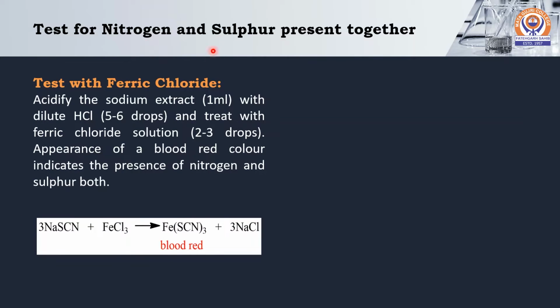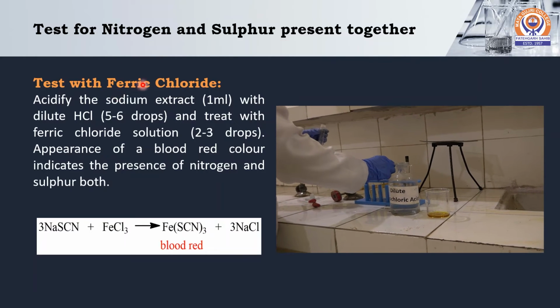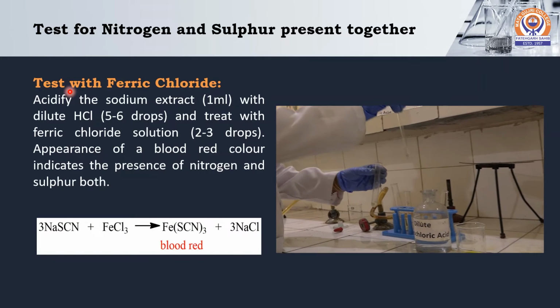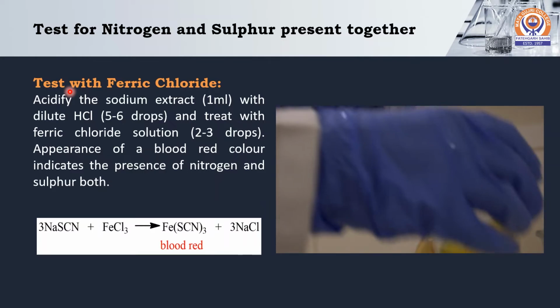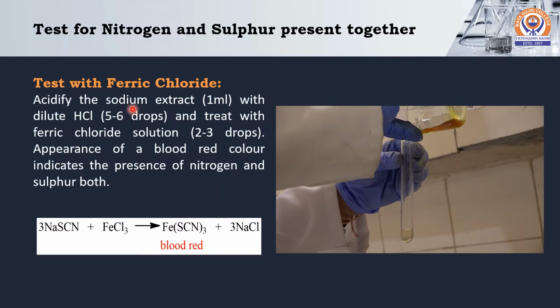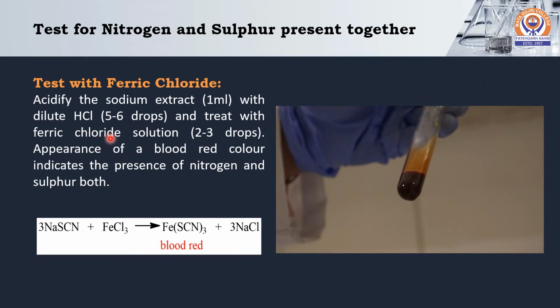Test for nitrogen and sulfur both present together in an organic compound. For this, we will perform the ferric chloride test. We will take the sodium extract again and acidify it with dilute hydrochloric acid. Then we will treat it with ferric chloride solution, and on adding ferric chloride solution, a blood red color will appear, which indicates the presence of nitrogen and sulfur both.